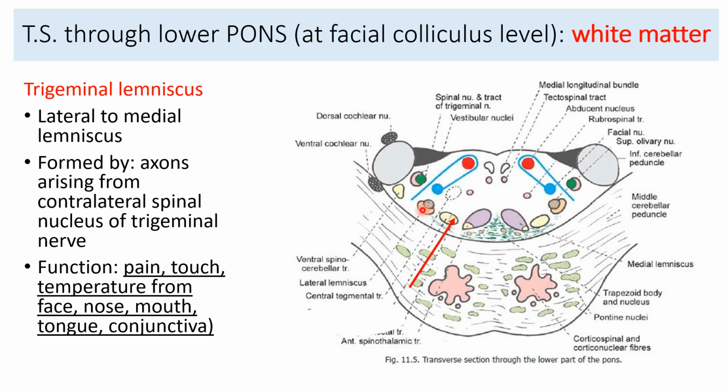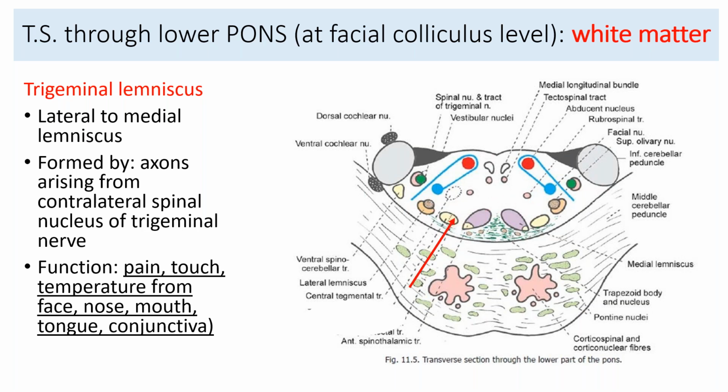The lateral one was for the auditory, the medial one was for touch, vibration, and conscious proprioception, and this trigeminal one is for carrying sensation along the trigeminal nerve distribution. The area of the trigeminal nerve distribution is the face, nose, mouth, tongue, and conjunctiva. From all these areas, pain, touch, and temperature sensations are carried through the trigeminal lemniscus from the contralateral spinal nucleus of the trigeminal nerve.